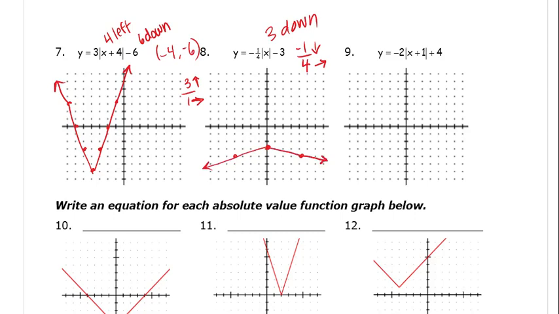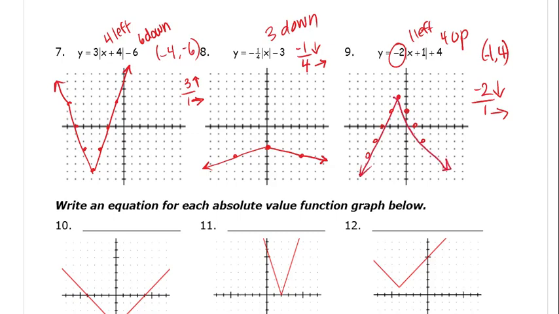And number 9, number on the inside, opposite of what we think, that's 1 left. Number on the outside, that's normal, so that's 4 up. So we're starting at negative 1, 4. That slope is negative 2, so I can go down 2, 1 right, and then do the other side as well. And that's how you quickly graph absolute value functions.